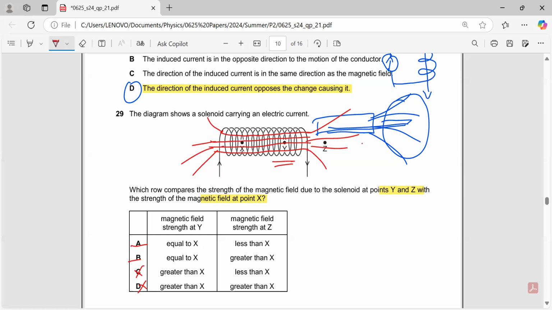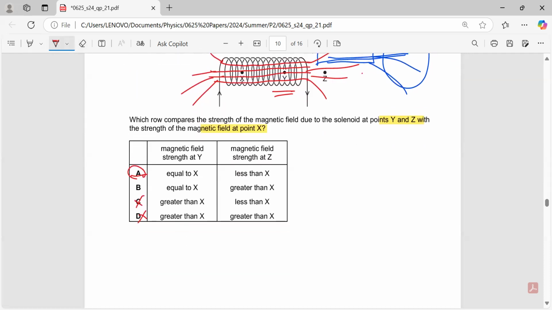The next, magnetic field strength at Z, that should be less than, it should not be greater than, because the field lines are further apart from each other. So for 29, A option is correct. Okay, not B. Next question.